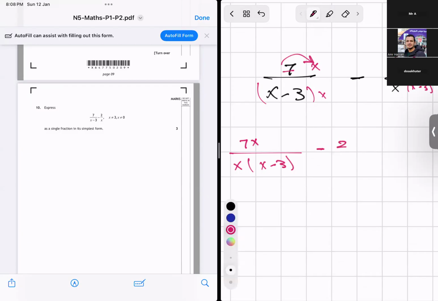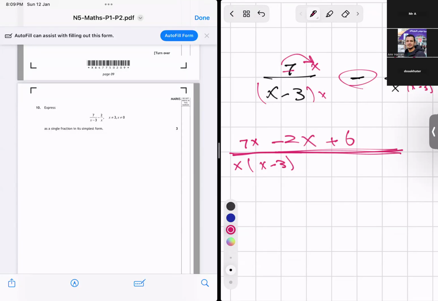Minus 2x minus 6. Oh, wait, hold on. You have made a mistake. Look at this one. Let me line up. So this one is -2, not 2, right? Look at the sign, which makes sense. -2 times x is going to be -2x, right? Then it's going to be plus, -2 times -3 is plus 6. You're right.